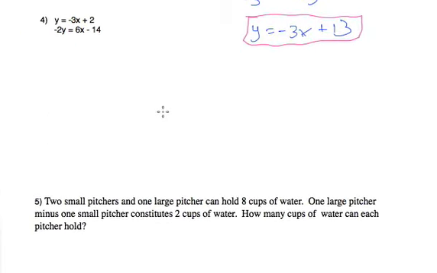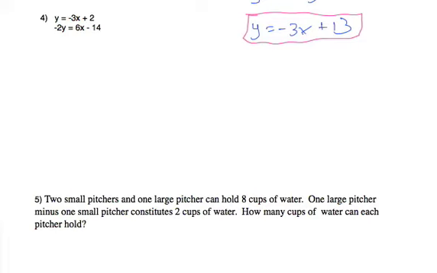So, number 4. Let's find our solution. Okay, y equals negative 3x plus 2. We've already described y in terms of x. So I'm going to rewrite the second equation. Negative 2 times whatever y is equals 6x minus 14. And we know that y is negative 3x plus 2. And we're going to distribute negative 2 times negative 3x is 6x. And then negative 2 times positive 2 is negative 4. Uh-oh. Another bell should be going off.